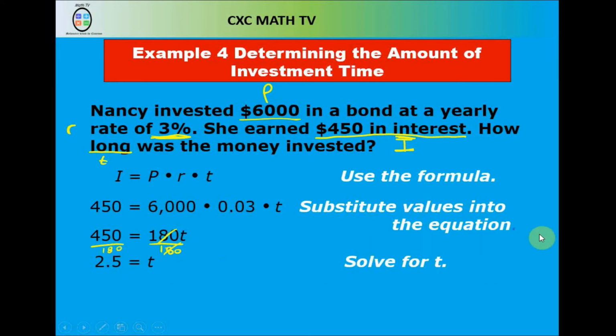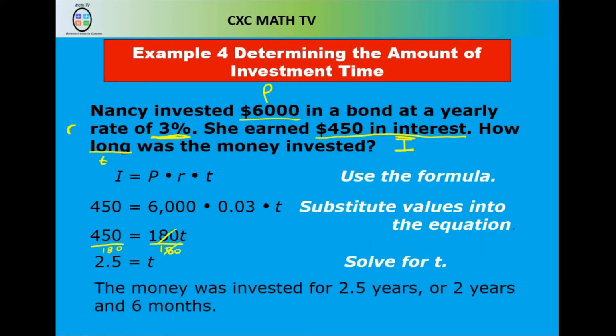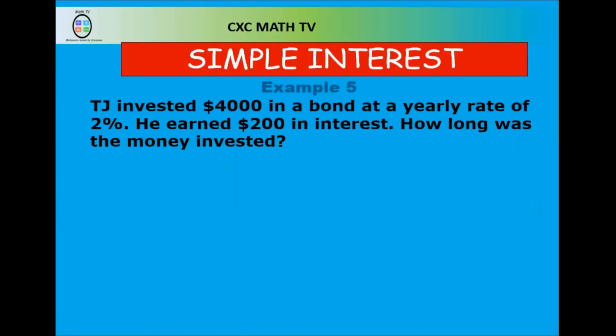Wow! So in other words, Nancy invested $6,000 for 2.5 years. But remember, 2.5 years means half a year is 6 months. So she really invested for 2 years and 6 months. Really nice. Next question.